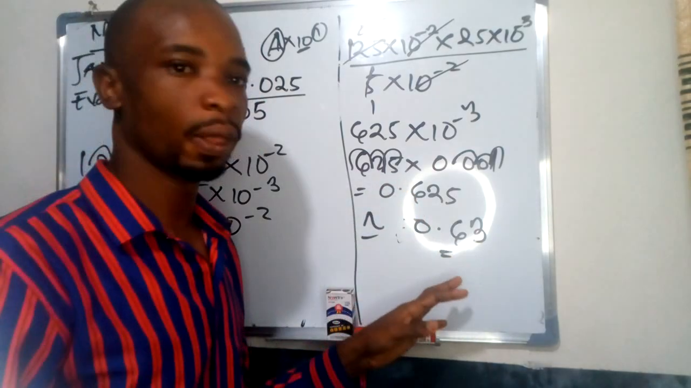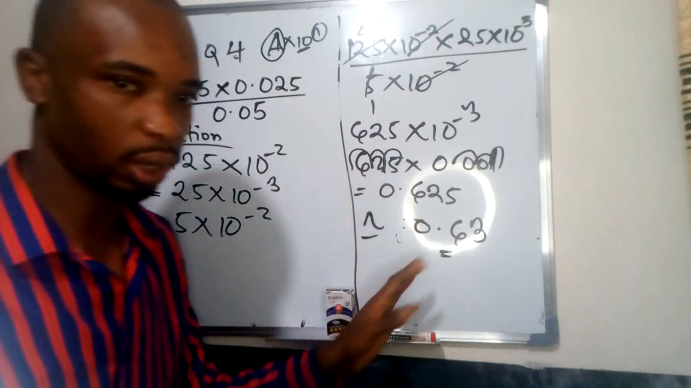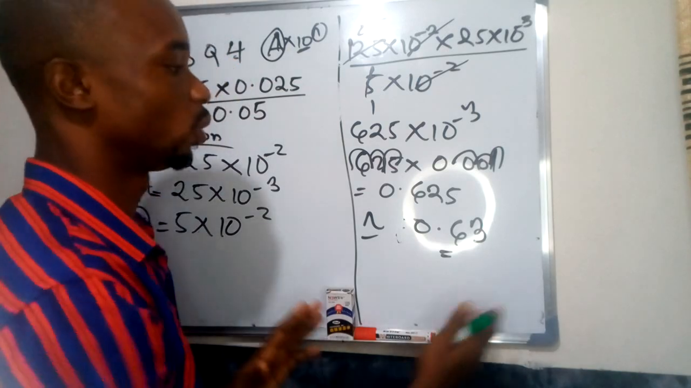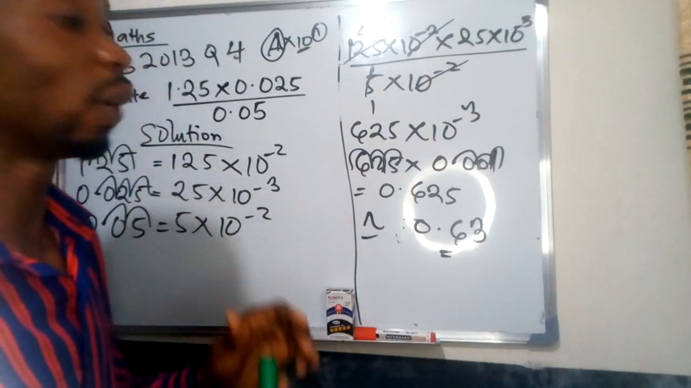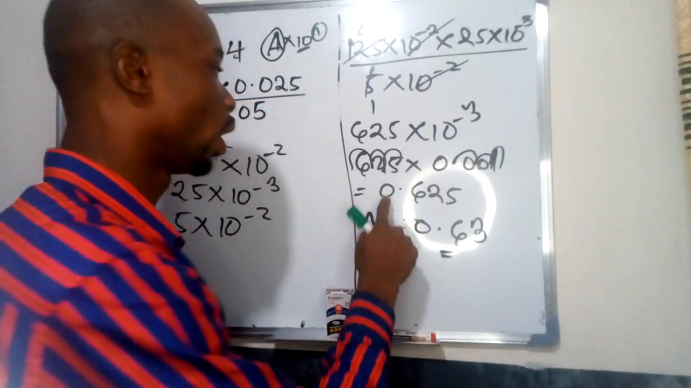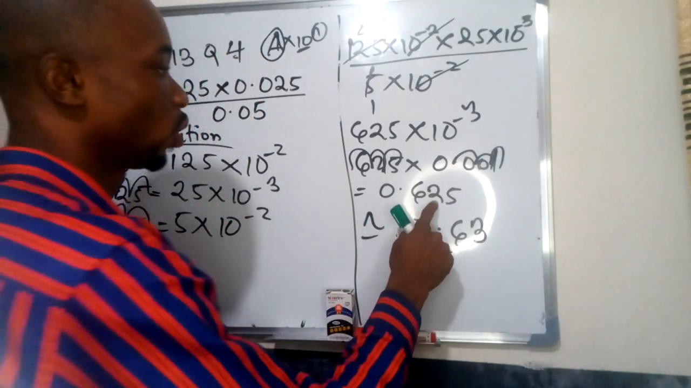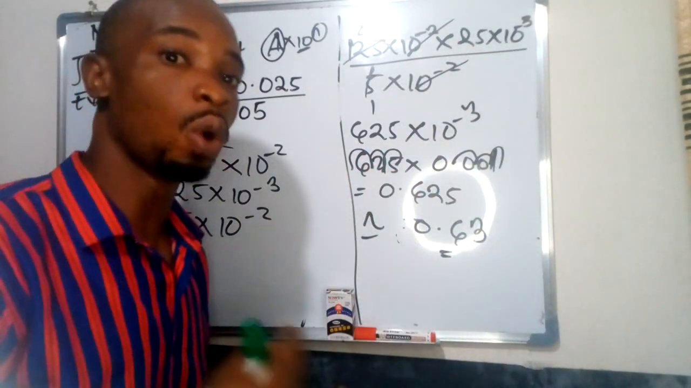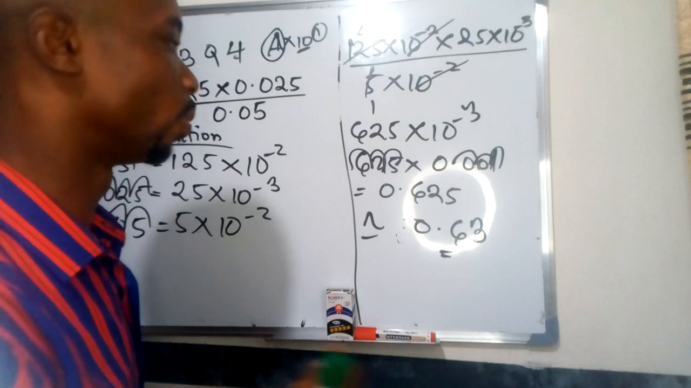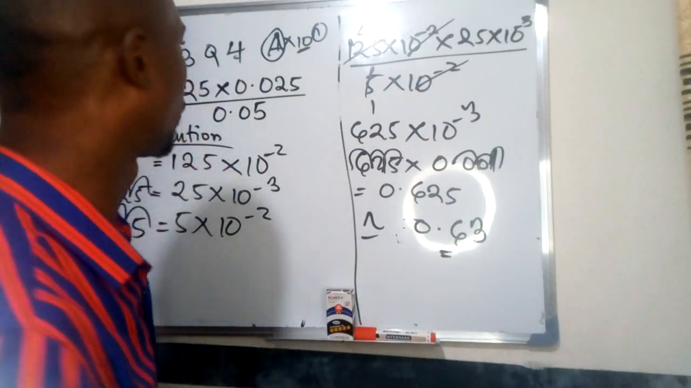So that is how to evaluate this number and write it in 2 significant figures, or 2 decimal places, 2 dp. That is how to solve this problem. But if you are told to write this number in 1 decimal place, that will be 0.6, because the other digit 2 is not up to 5, so you cannot approximate by adding 1 to the 6 to make it 7. So that is how to solve that particular problem.